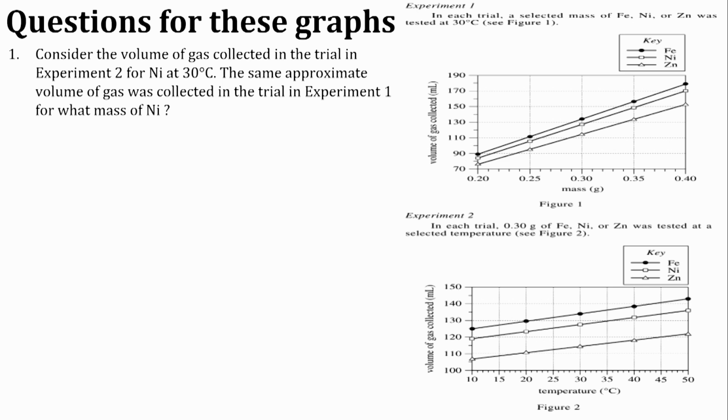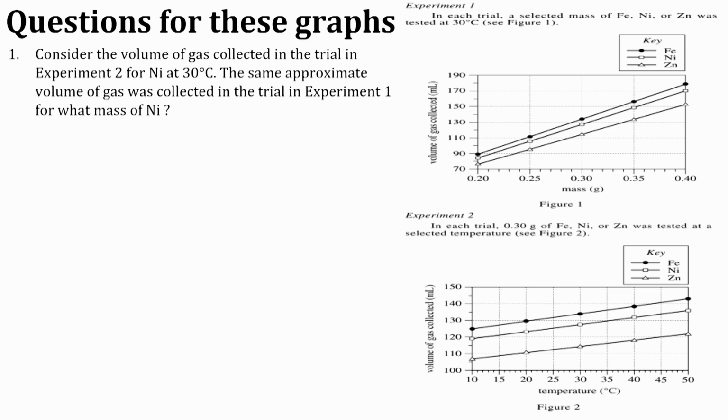And so what we'll do is we'll look at figure 2. It's telling us nickel. Nickel is the line with the squares at 30 degrees Celsius. So I can find that. It's right here. You can see it's right under 130 milliliters. Okay, so I know I'm going to have to use that and find that value somewhere on table 1. So it says the same approximate volume of gas was collected in the trial in experiment 1 for what mass of nickel. So we're going to try to find where 130 milliliters of gas was collected for nickel in experiment 1 and try to figure out what the mass was for that one.